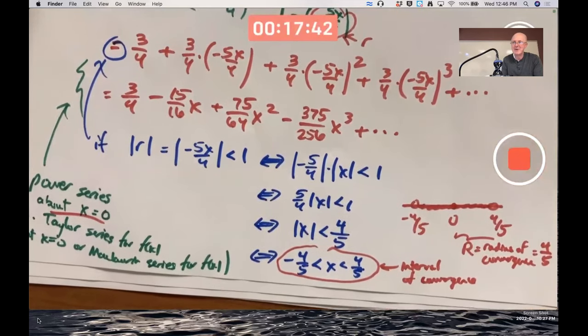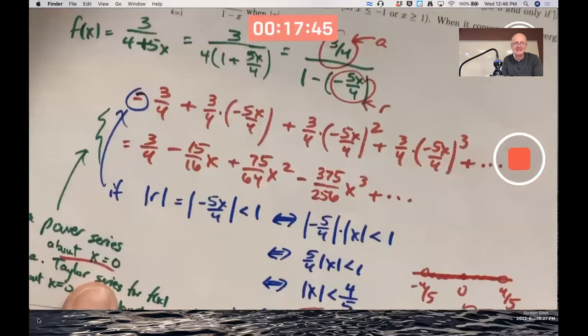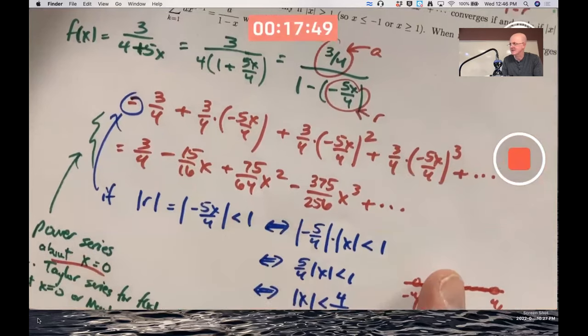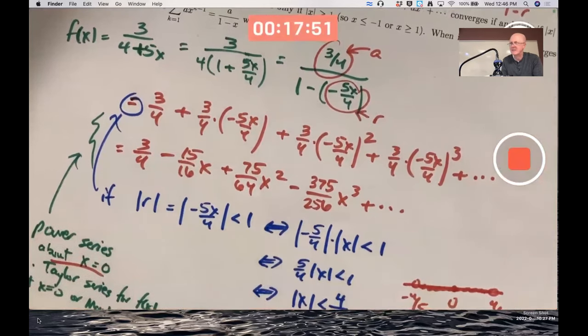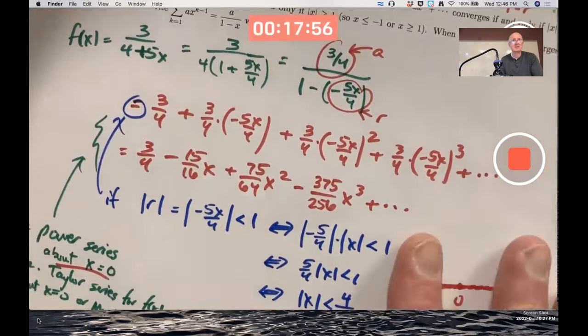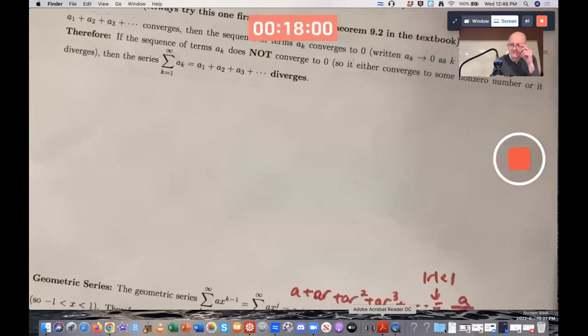We're going to do another example at the end with the same function, but we're going to expand it about a different value of x. We'll expand it about x equals 1 and get a different answer. But it still represents the same function, amazingly, over a different interval of convergence, though. Let's check this with Mathematica.